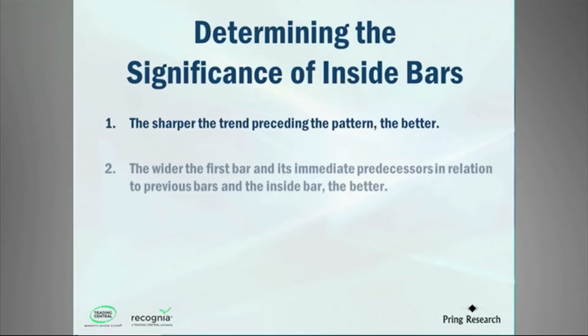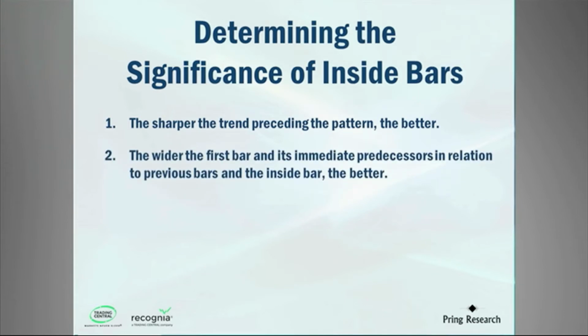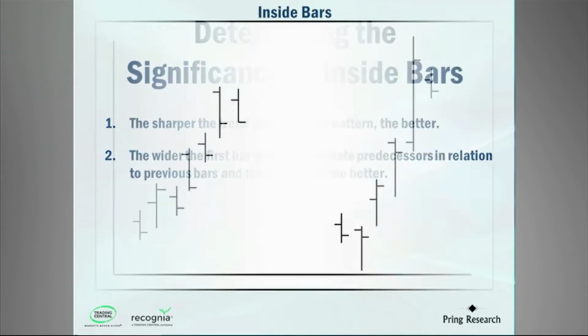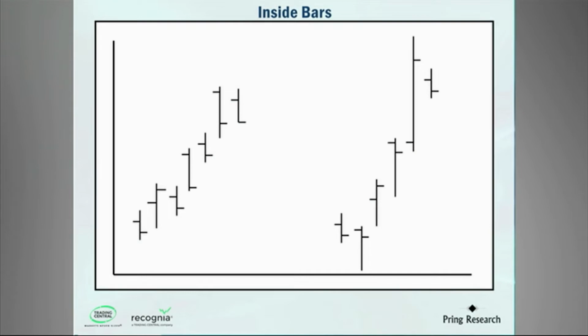The wider the first bar and its immediate predecessors in relation to the previous bars and the inside bar, the better. That makes the inside bar on the right a better candidate, because the noticeably wider bar indicates that the prevailing trend is reaching a climax. An extensive trading range within a bar indicates volatility, and volatility is often a precursor of a trend reversal. Also, at the mature stage of a strong trend, wide bars indicate the probability of exhaustion on the part of those pushing the trend. When followed by a substantially narrower bar, this suspicion is confirmed.